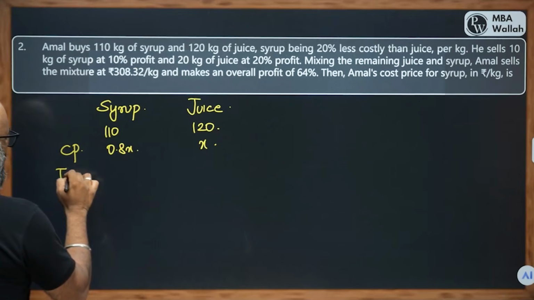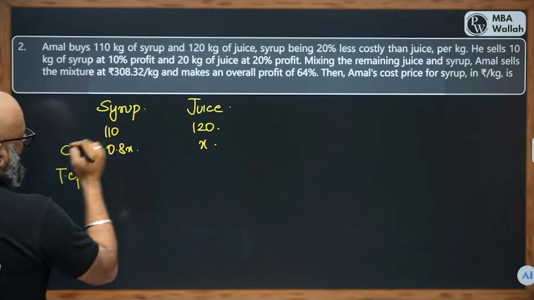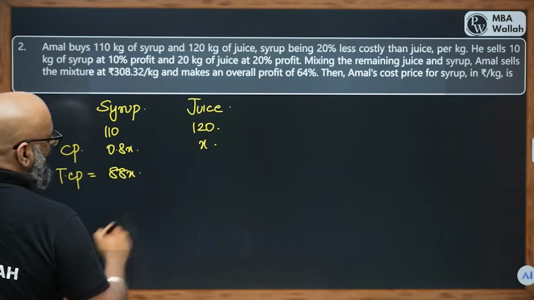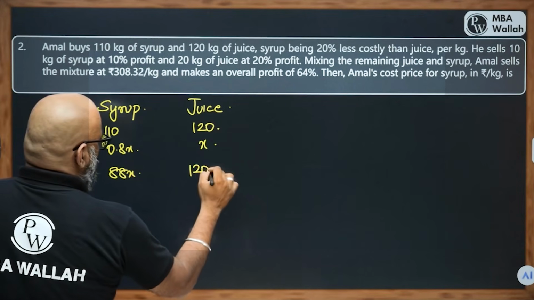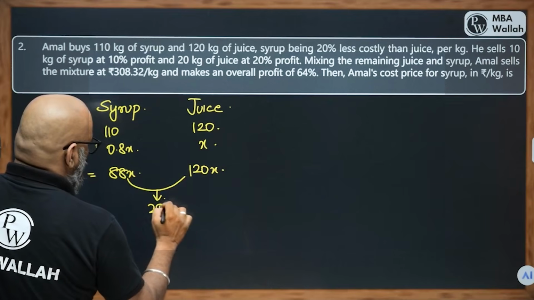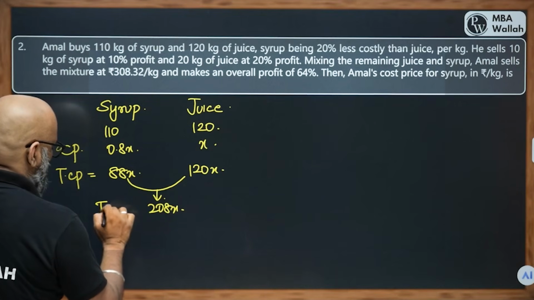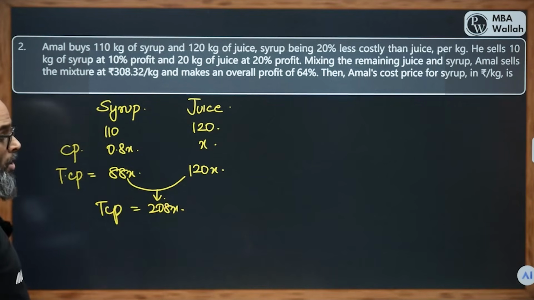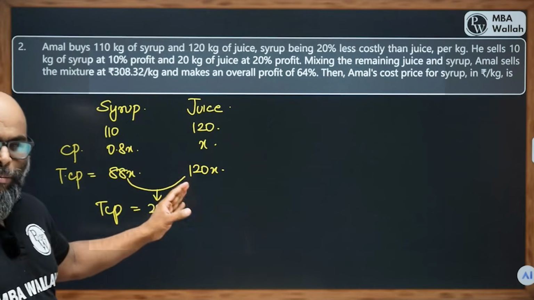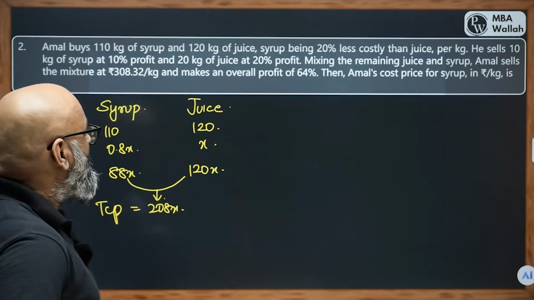So total cost price will be 110 into 0.8, this will be 88x. This will be 120x. So the total cost price for both of them will be 208x. We'll keep it aside for some time now and jump to the next part.